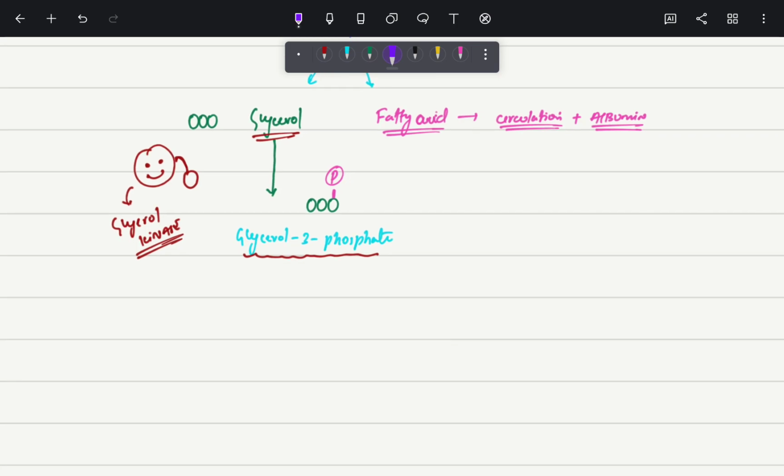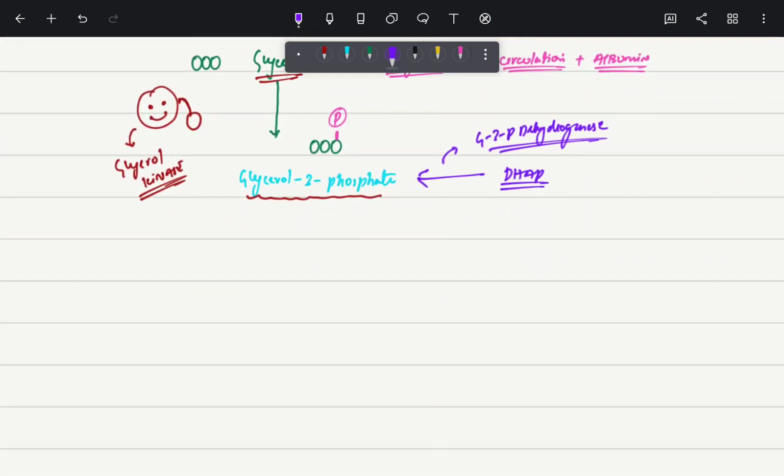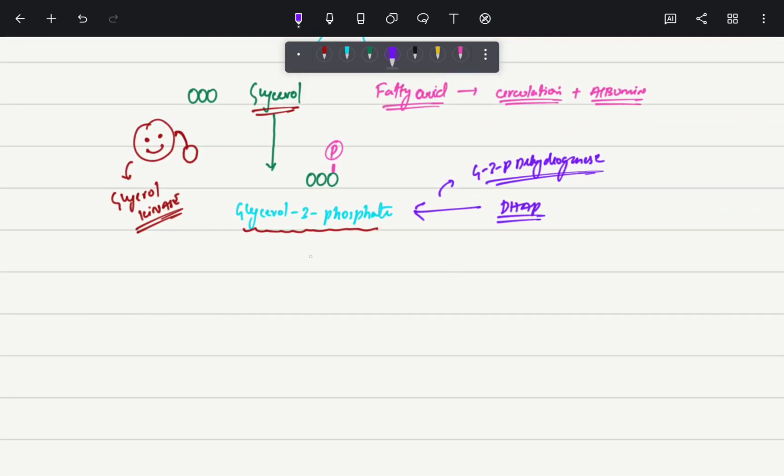Okay, as in the case of the glycolysis pathway, I already told you that dihydroxyacetone phosphate can be converted into glycerol 3-phosphate by the enzyme glycerol 3-phosphate dehydrogenase. So these two were the main pathways through which we can synthesize the glycerol 3-phosphate, and eventually this glycerol 3-phosphate can be converted into phosphatidate.